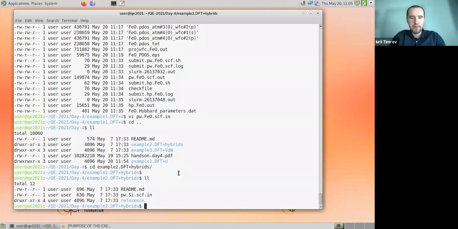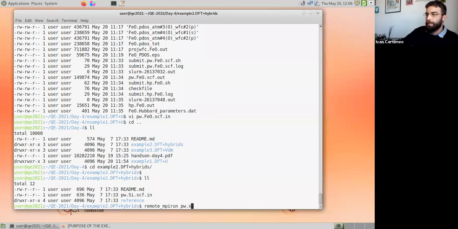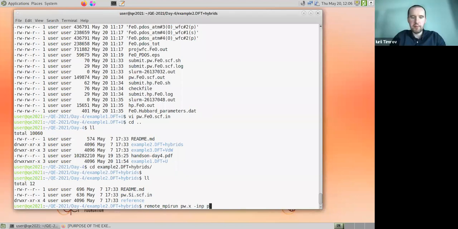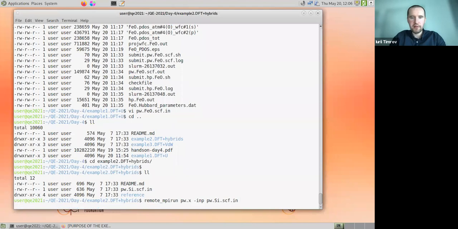Okay, yeah, so you use an HPC for this case. Type as usual remote mpirun pw.x -input and the name of the input file, and you submit.